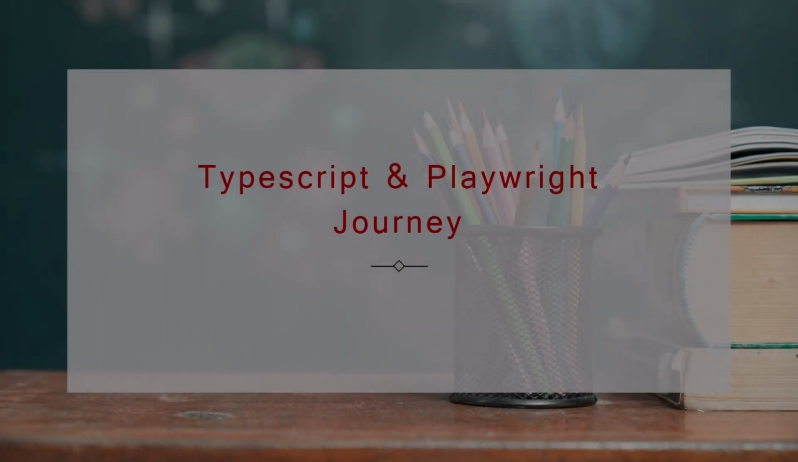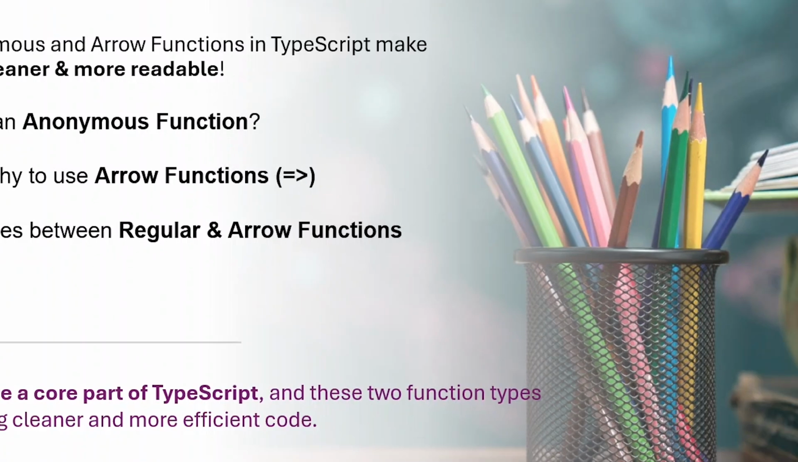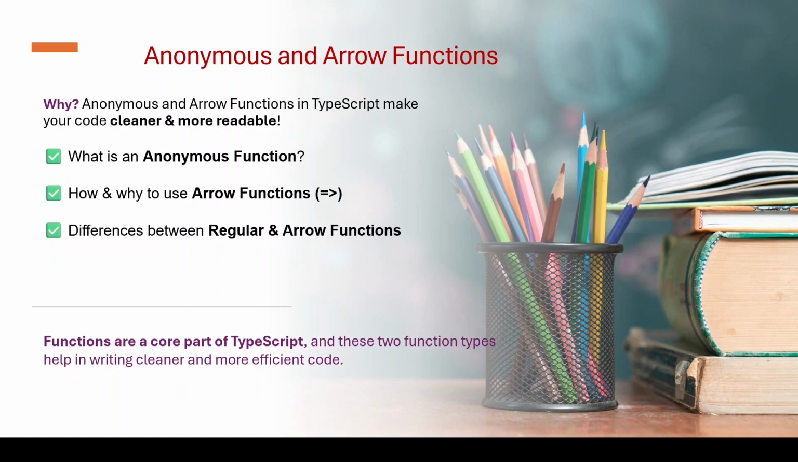In the previous video, we have learned about function overloading. In this video, we will learn about anonymous and arrow functions. We will see what these two are, why we use these, and what are the similarities and differences between these two. Functions are one of the most important topics of TypeScript, and these two functions help to write the code more cleaner and efficient. So why exactly do we use anonymous and arrow functions?